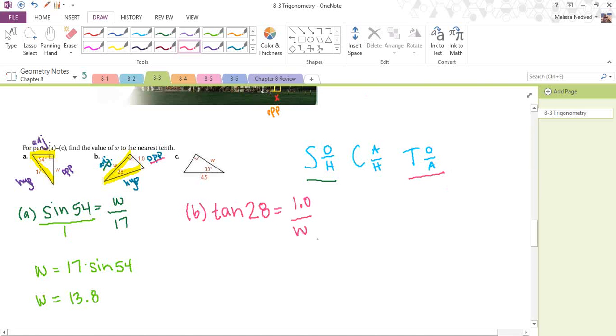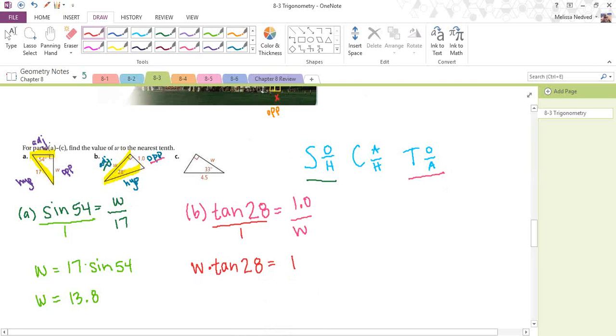Okay, now let's cross multiply to solve. Tangent of 28 over 1, cross multiply. Notice this one's a little bit different than the last two. The last two times I've had my variable in the numerator, now it's in the denominator. Not a big deal, just going to add one extra step. So if I cross multiply, I get W times tangent of 28 equals 1.